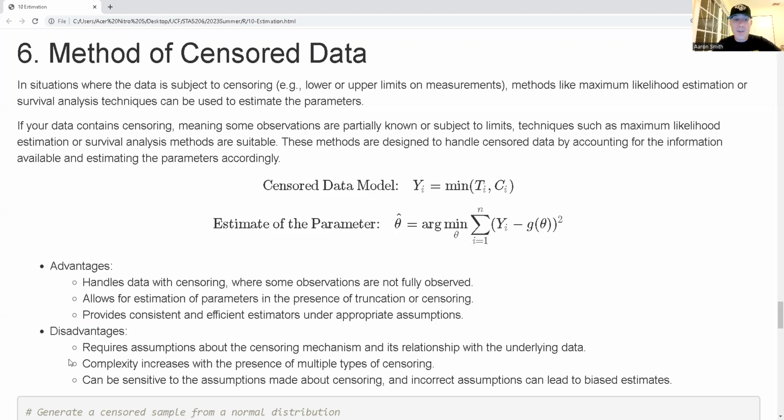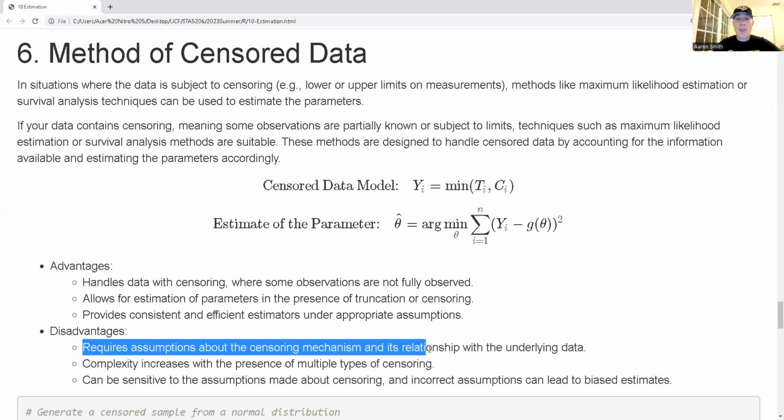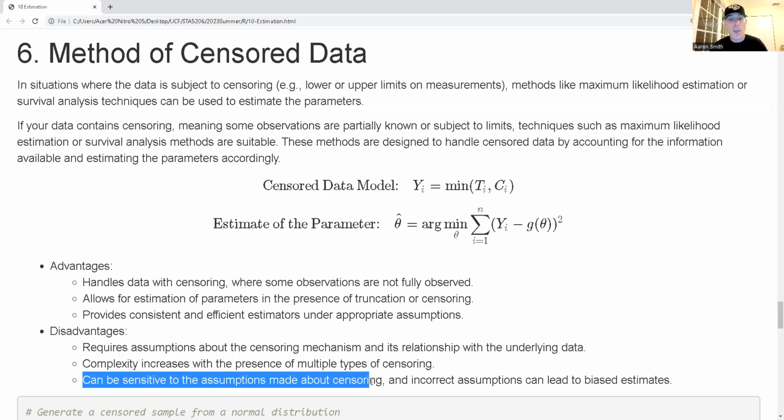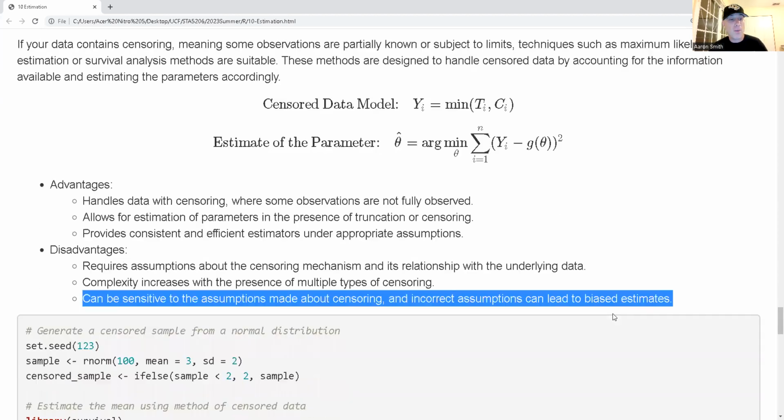assumptions. Disadvantages. It requires assumptions about the censoring mechanism and its relationship with the underlying data. Complexity increases with the presence of multiple types of censoring. Almost always when you hear people talking about censored data, they only talk about one type. And this can be sensitive to the assumptions made about censoring, and incorrect assumptions can lead to biased estimates.